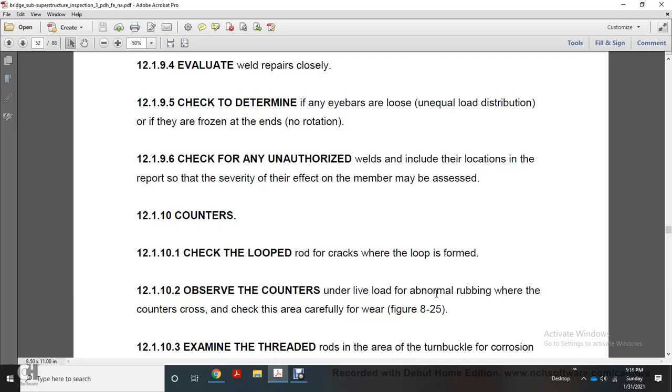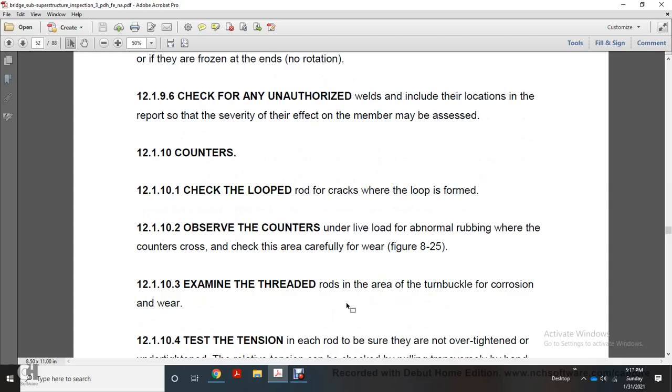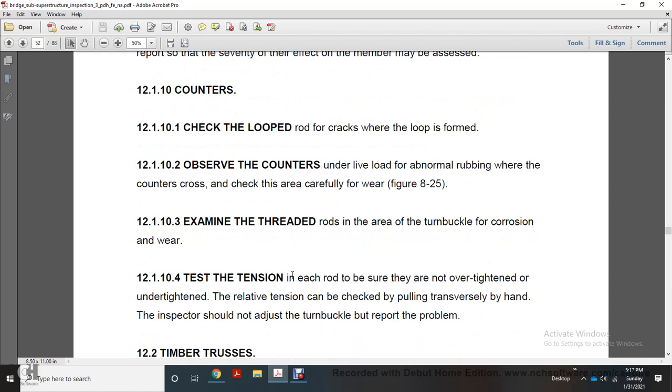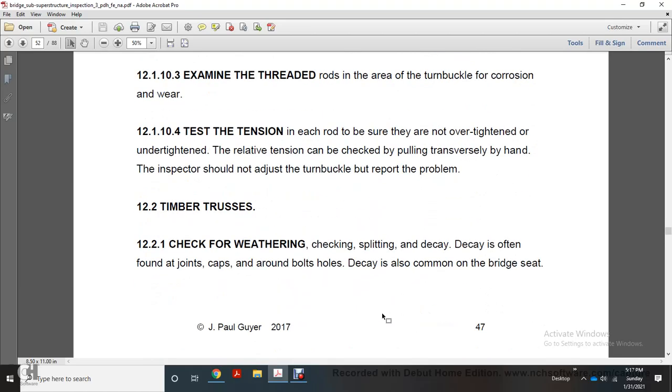Observe the counters under live load for abnormal rubbing where they cross, and check very carefully, as seen in figure 8.25. Examine the threaded rod in the area of the turnbuckle for corrosion and wear, and test the tension in each rod. Be sure that it's not over-tightened or under-tightened relative to the tension of the others. Check the pulley and traverse by hand. The inspector should not adjust the turnbuckle, but report the problem.